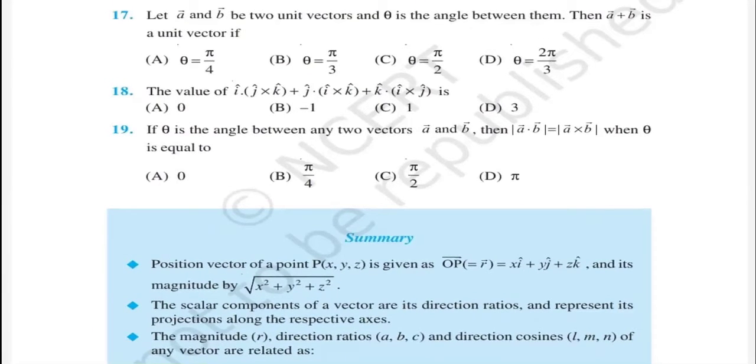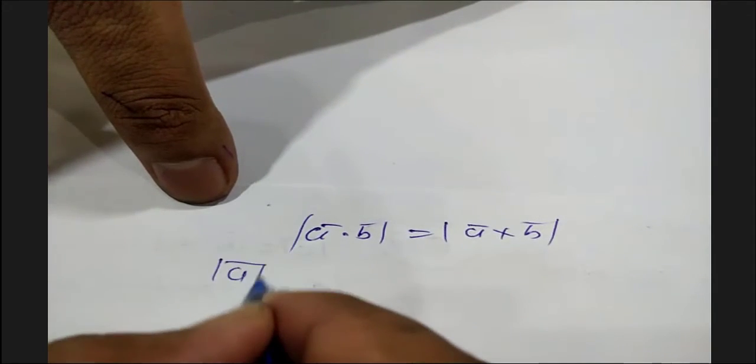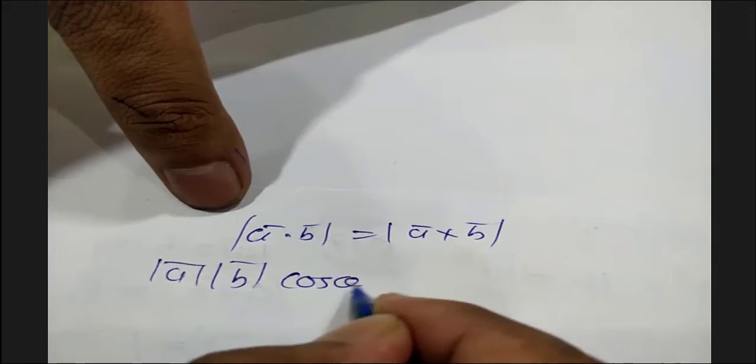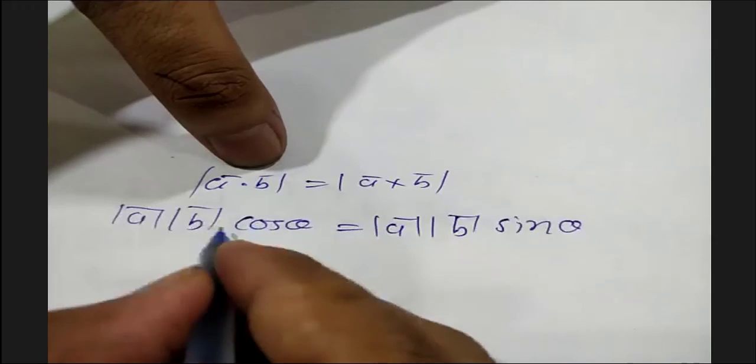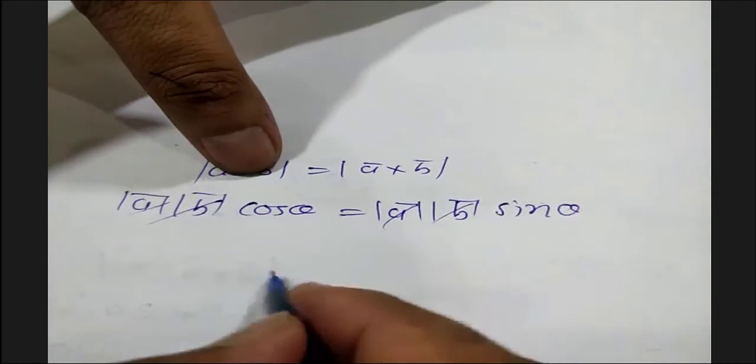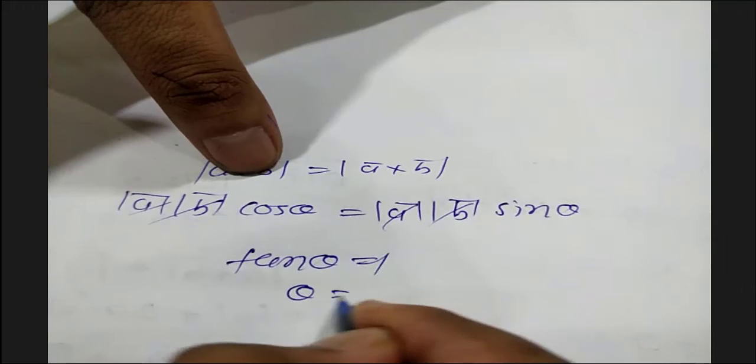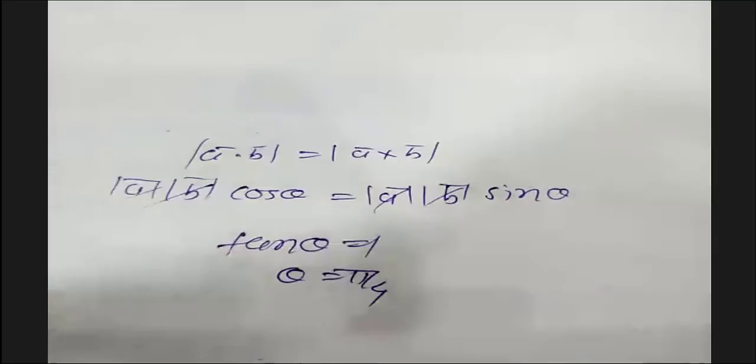Now question number 19. If theta is the angle between the vectors, then what is the value of theta? The dot product can be written as A B cos theta, and the cross product magnitude as A B sin theta. A B cancel because the values are equal, so tan theta is equal to 1 and theta is equal to pi by 4. Game over.